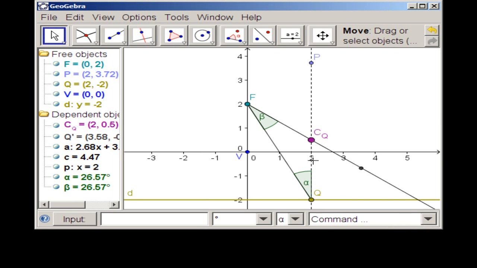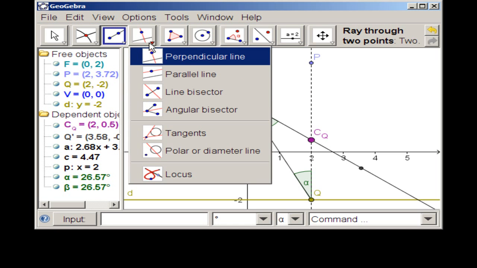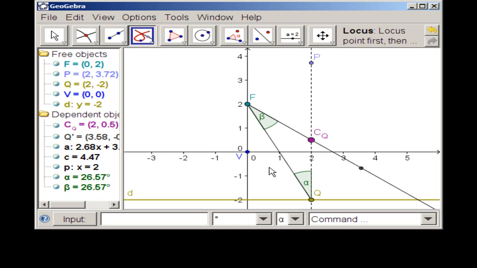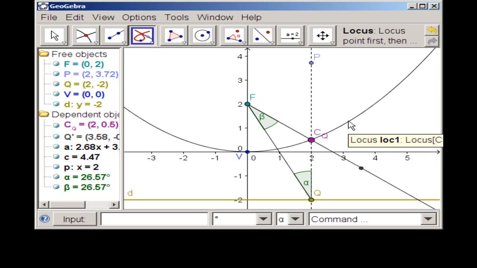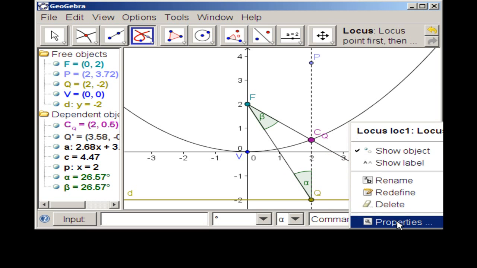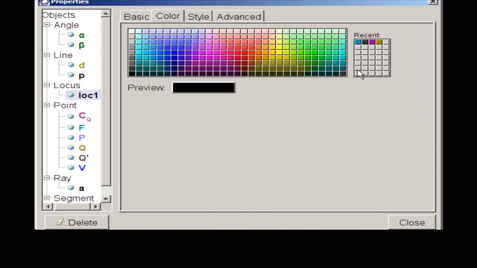Now what we really want is all the points like that for all the points Q along here. That's what's called a locus. We pick up our locus tool, which is over here. We want all the points like CQ that come from Q. There's our parabola. Notice that it went right through our vertex, and it is the vertex of that parabola, and right through our point. Let's right-click on that. Make it thicker and purple.